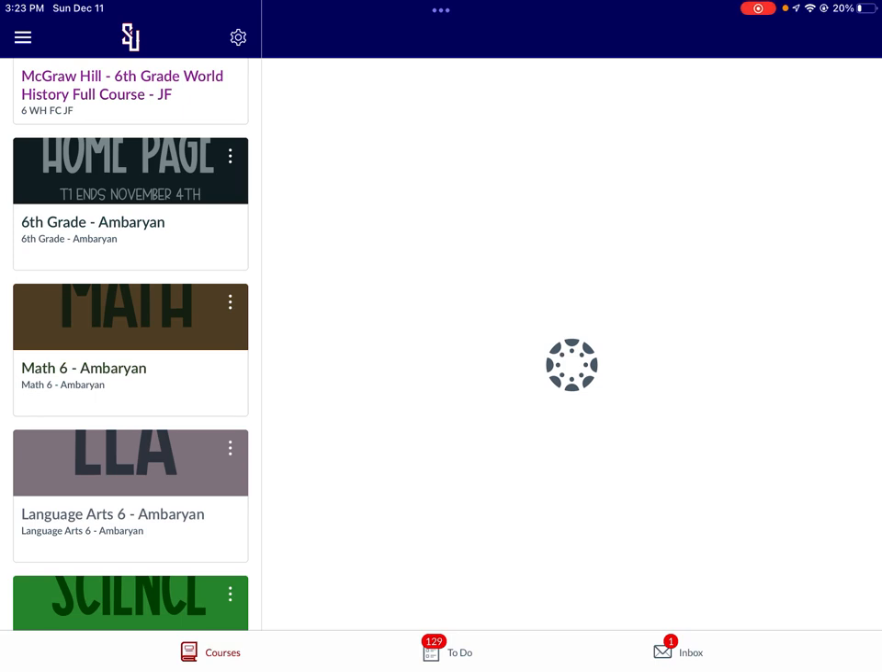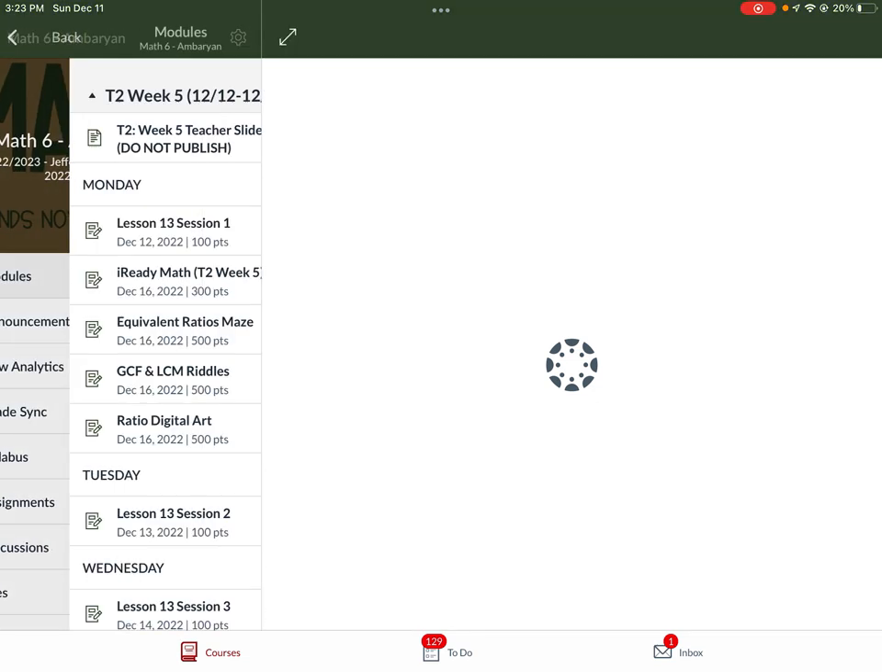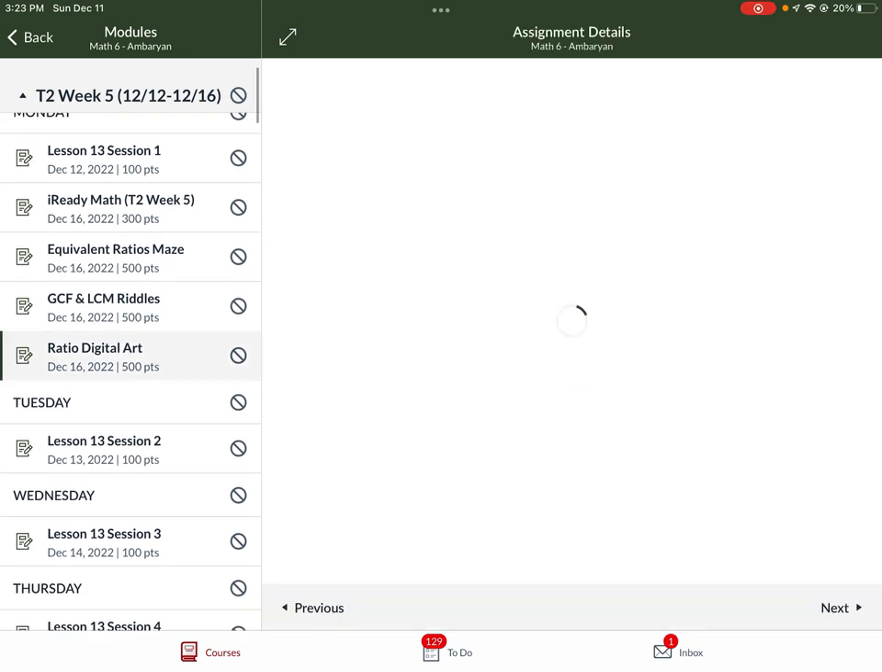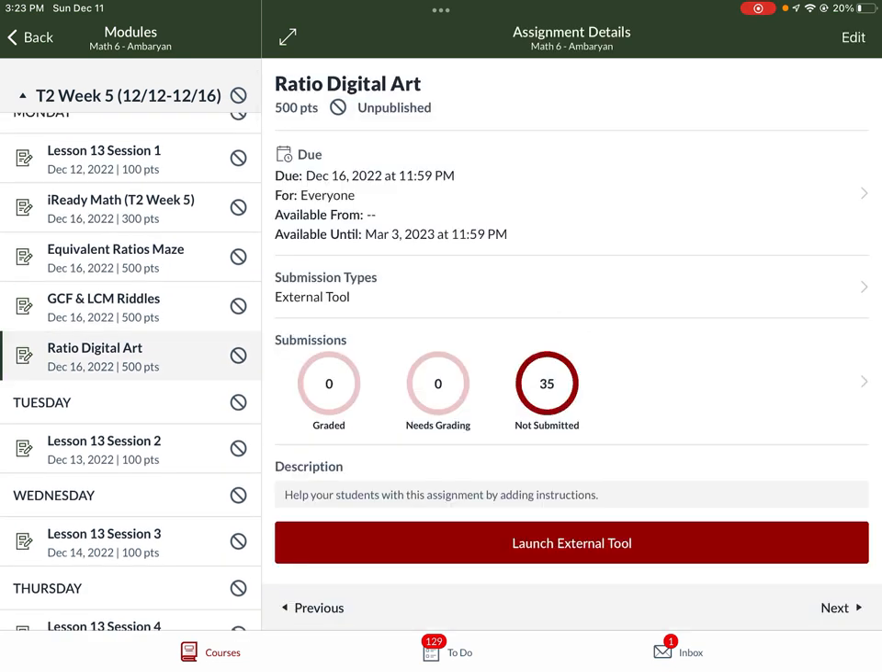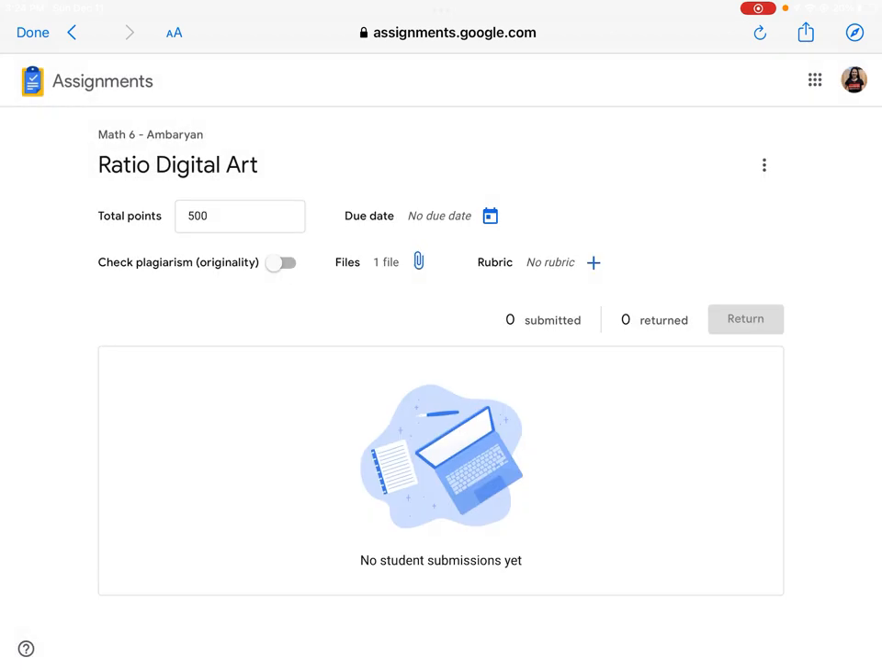These are directions on how to do your Ratio Digital Pixel Art Center. You're going to click on the math course in Canvas, modules, and then you're going to click on the assignment that says Ratio Digital Art. You're going to click Launch External Tool. It might ask you to log into your Google account. Remember, if you need that login information, it should be on your yellow card.